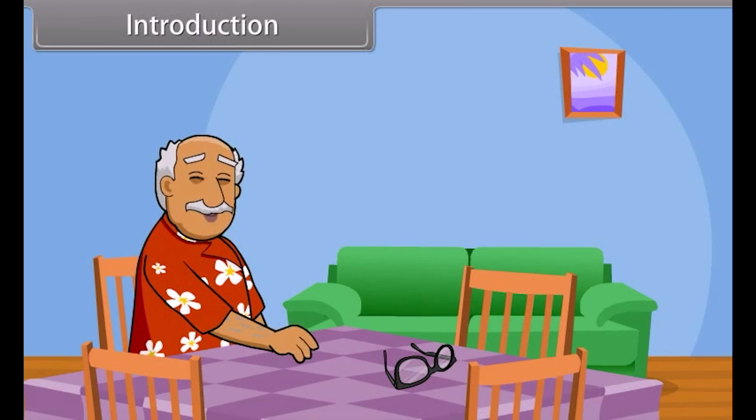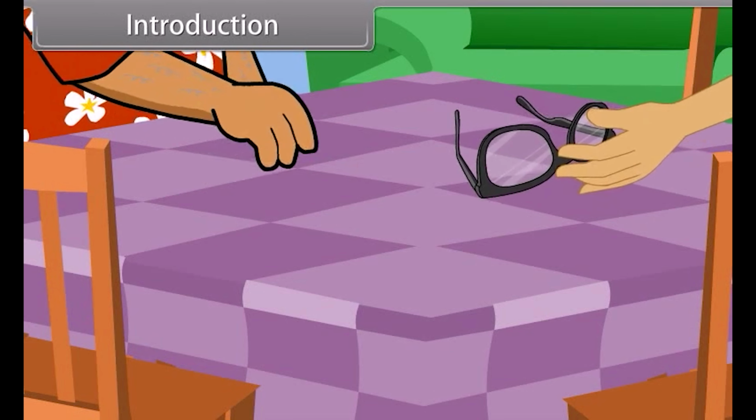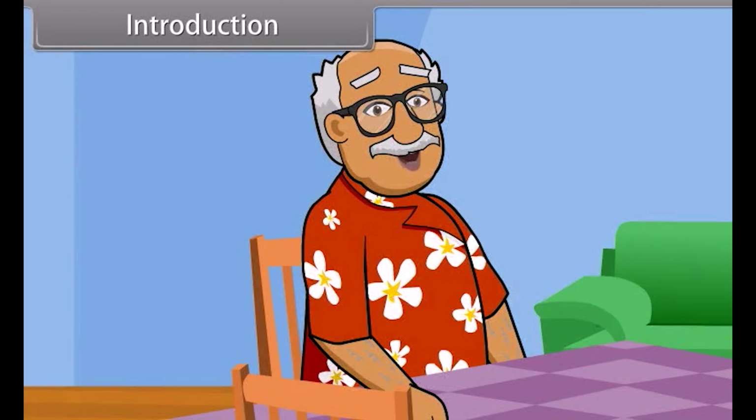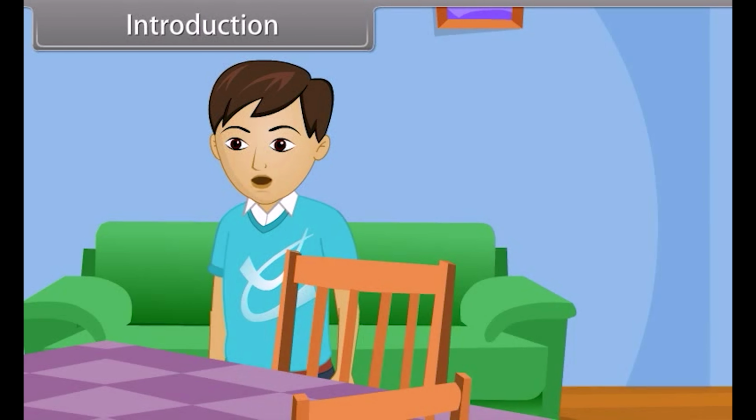Aditya, did you see my specs? I'm not able to see anything without them. Yes, Grandpa. Here they are. Now I can see. So how are you today? I'm good, Grandpa. I want to ask you something.